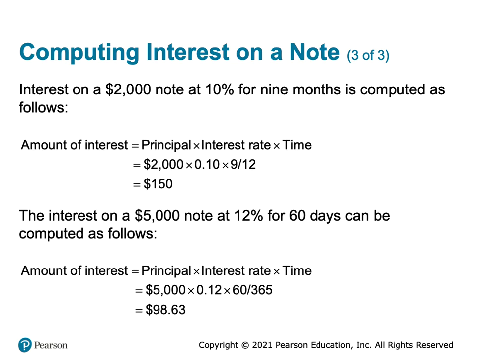when it's not a full year, then we have to account for that. So in this example, we have a $2,000 note, 10% interest for 9 months. And so it would be principal times rate times time, or 2,000 times 10% times 9 out of 12, or of course 3/4, and that gives us $150. If it was a 60-day note, we could do principal times rate times 60 divided by 365, and we get 98.63 in this example on the bottom of the screen.